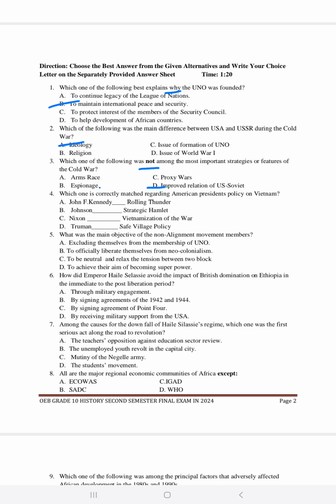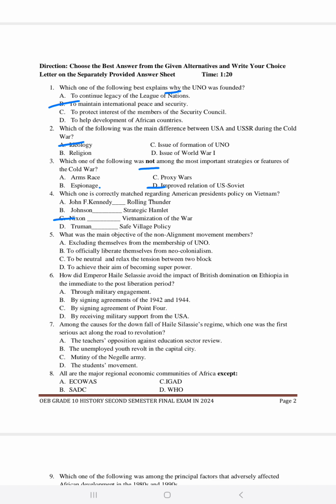C, Vietnamization of the war. Yes, C is correct. Correctly matched. Vietnamization of the war was in order to reduce the American involvement in the Vietnam War. President Nixon started this policy. D, Truman, safe village. It is not true. The answer is C. Truman was the one who promised to return the Indo-Chinese states to the French colony. So this is not correct.